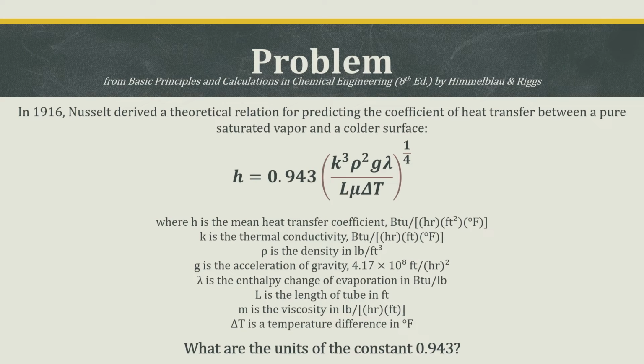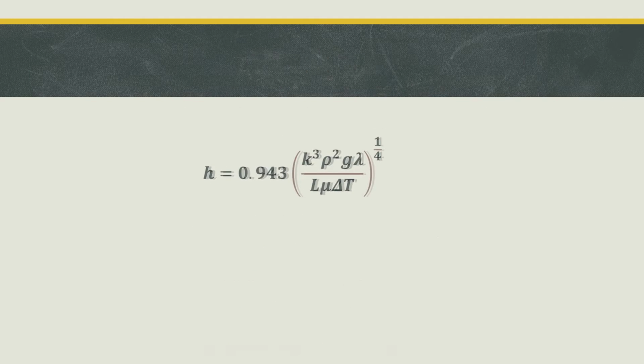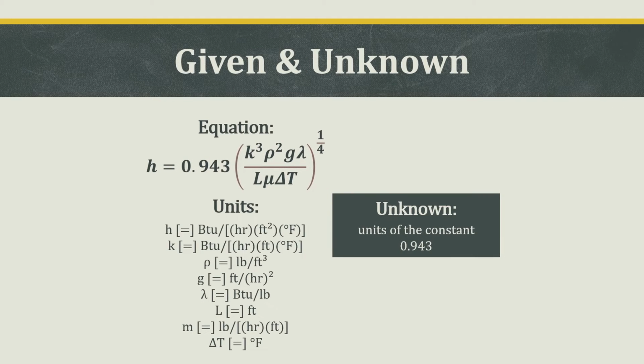Here's our problem from Basic Principles and Calculations in Chemical Engineering by Himmelblau and Riggs, 8th edition. So you may pause the video to have more time to read it. Upon looking at the problem, we can see some important parts that we need to consider to solve it. There's a given equation, a list of units, and we were also being asked for the units of the constant 0.943 as shown in the equation. We'll be making use of the concepts we tackled in dimensional analysis to derive its units.